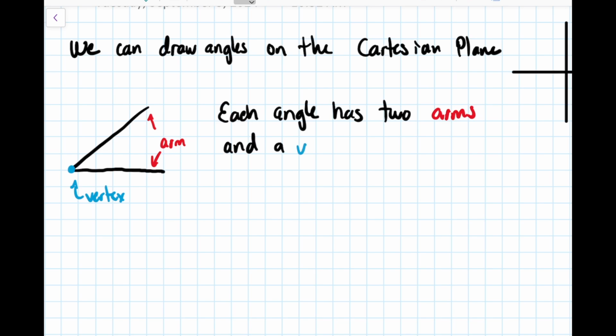The word vertex in math basically just means corner. When we use it in terms of parabolas, think of it as where the parabola stops going down and starts going up, or vice versa. So it's the same context here, where one line ends and another line begins.